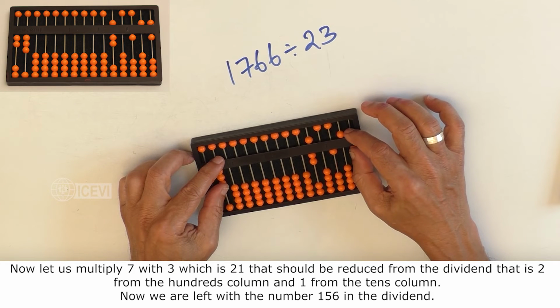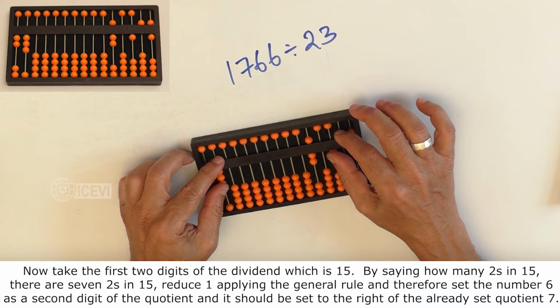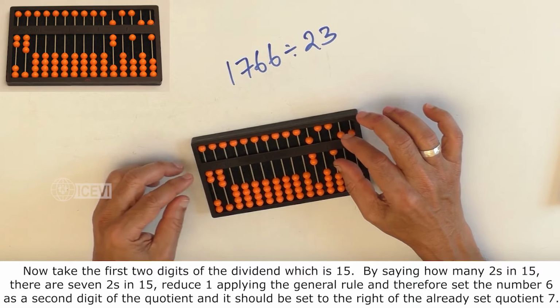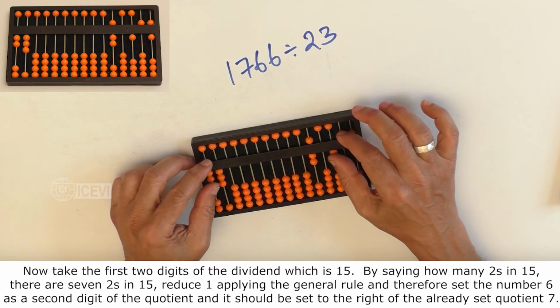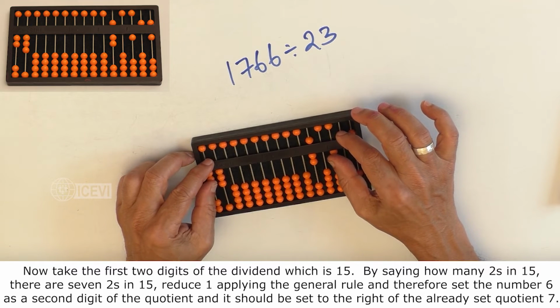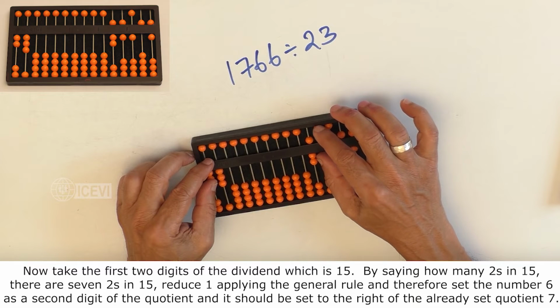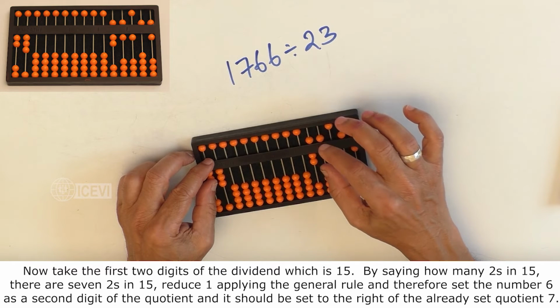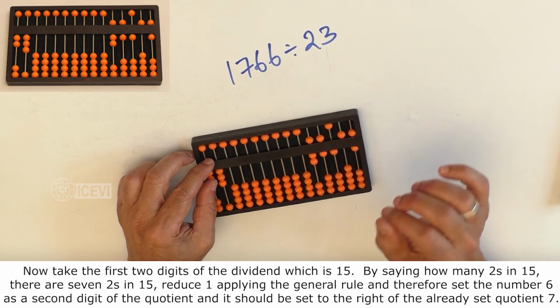156 in the dividend. Now take the first two digits of the dividend, which is 15, by saying how many 2's in 15. There are 7 2's. Reduce 1 by applying the general rule and therefore set the number 6 as the second digit of the quotient, and it should be set to the right of the already set quotient 7.